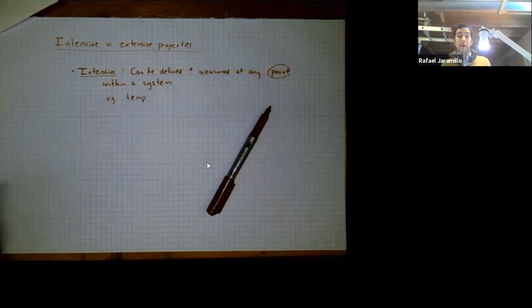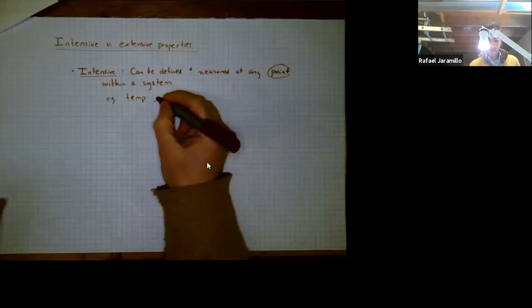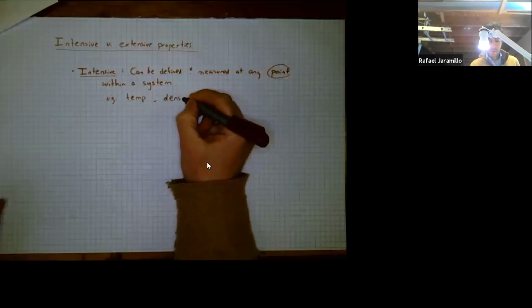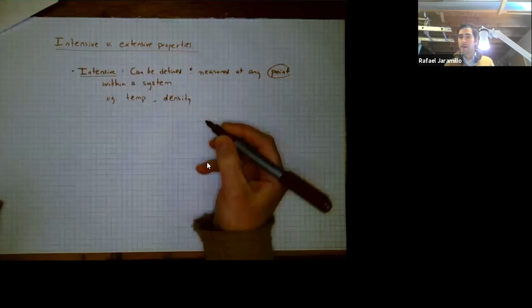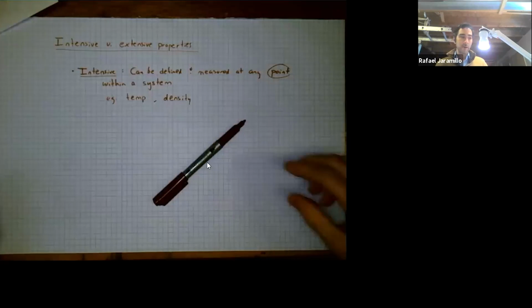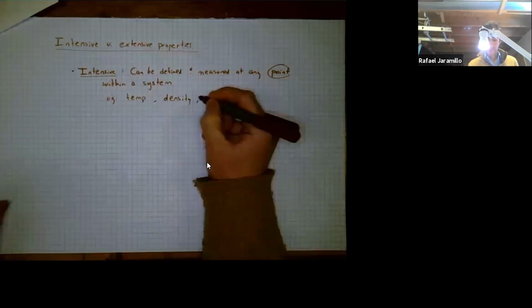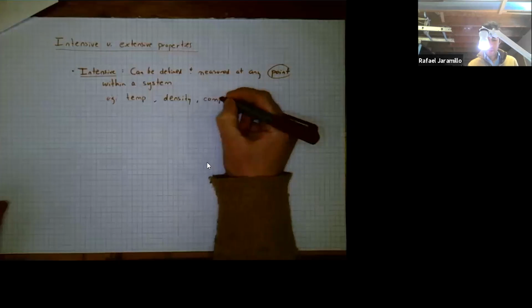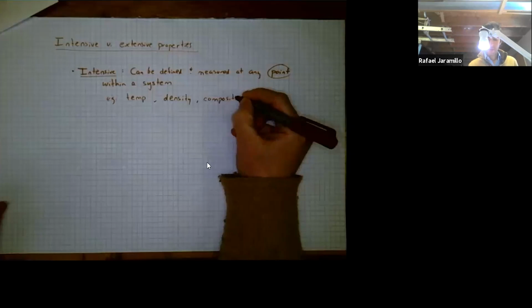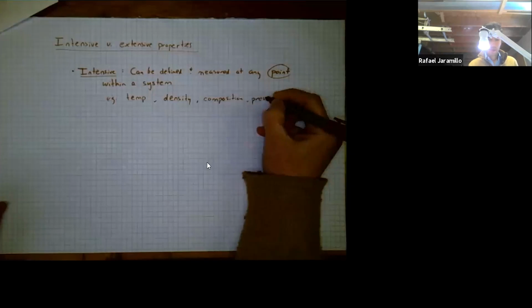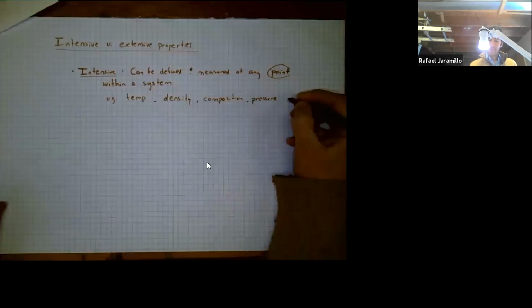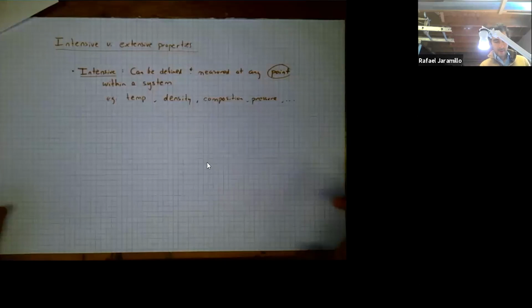Right. When they take your body temperature, they assume that you have one body temperature, and they can take it in different places, right? They can stick the thermometer, but you should get the same number. Density. Right, you can locally define density and you can measure it locally. Composition for a uniform system, composition. Pressure. And there are more.